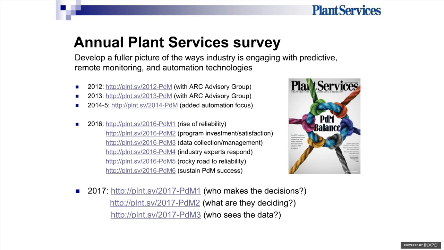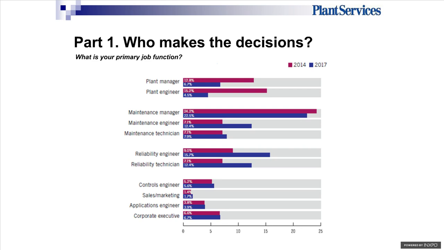So moving to the first table, we always start these surveys with this basic question, so we have an understanding of who is responding to these questions. What is your primary job function, right? And I think that you see a very clear trend over the past 3 years, from the first time we did the survey to the one we did earlier this year. You've got a drastic drop-off in the number of plant managers and plant engineers, and you've got a concomitant rise in the number of reliability engineers, reliability technicians, and maintenance engineers.